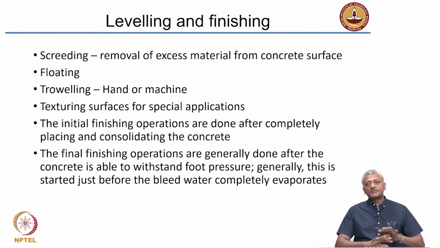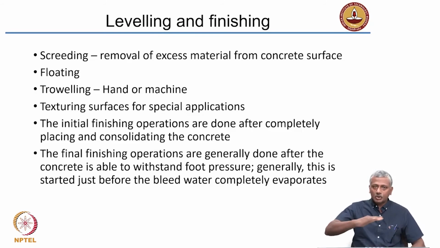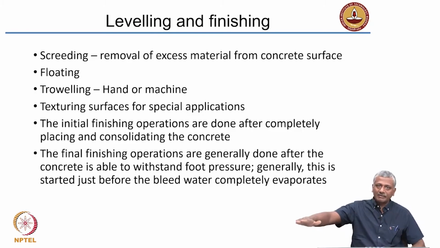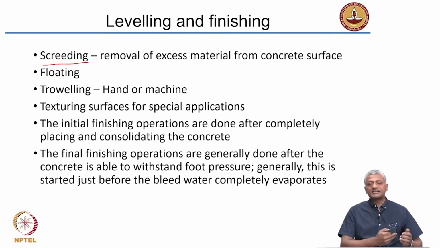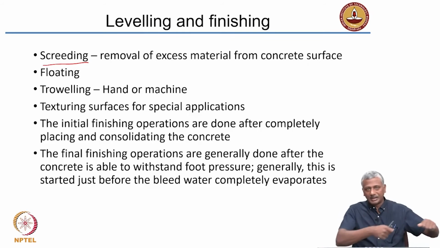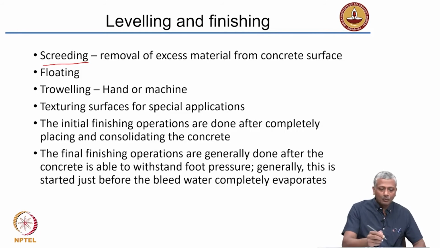Right. So, after the concrete has been poured, compacted, it needs to be then leveled to ensure that it gets the top surface exactly where you want it, and then finished. Okay. So, leveling process can be done with the help of screeding. Okay. Screeding basically is removal of excess material from the concrete surface. So, you basically fill up more than what you want and remove the part that is not necessary. Okay. Finishing can be done using several methods. One is called floating.